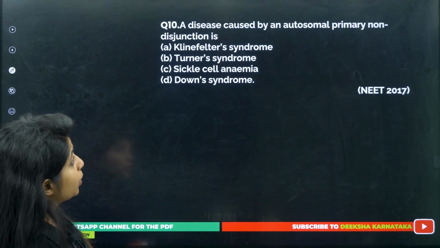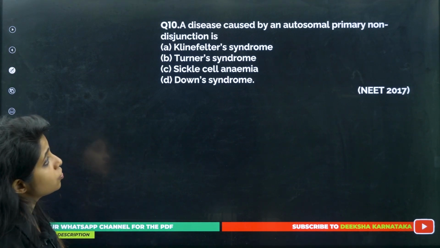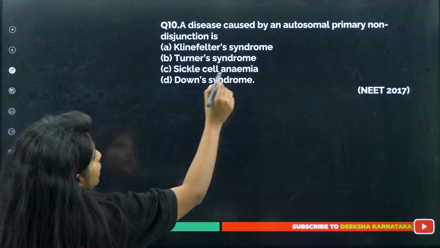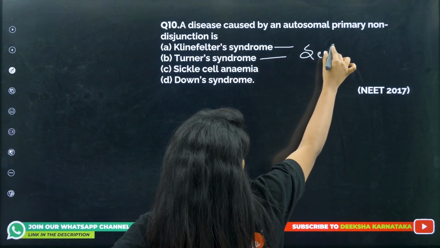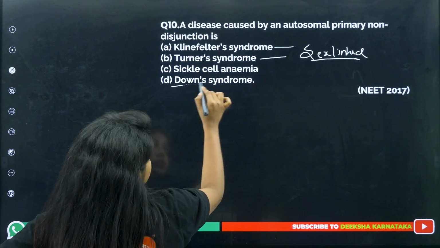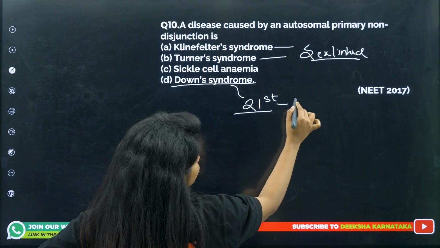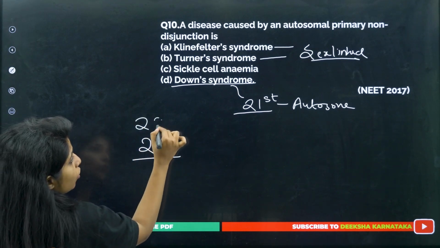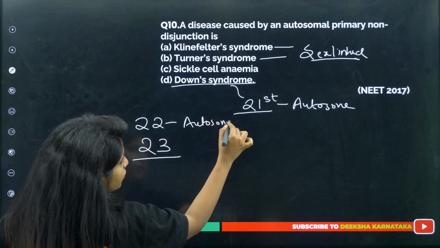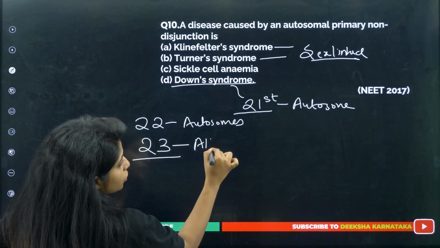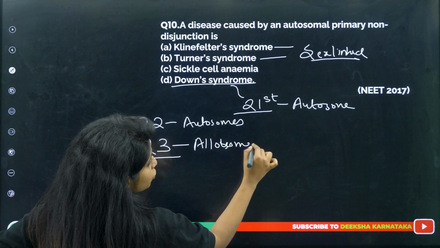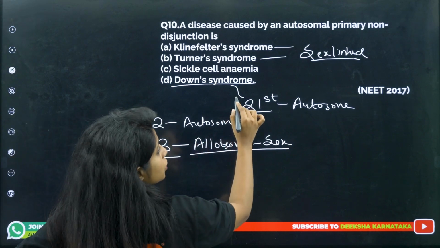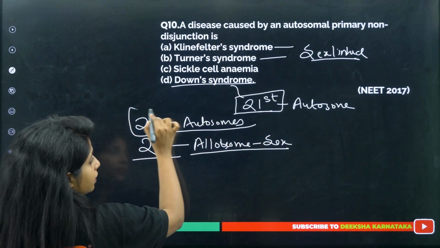10th question. A disease caused by an autosomal primary non-disjunction is? Autosomal primary, okay. So listen, Klinefelter's and Turner's, they are both sex-linked. It's with the sex chromosome. But over here, Down syndrome, it's about the 21st chromosome, and 21st chromosome has to be an autosome. Remember, in the numbering of 23 chromosomes, 22 of them, children, they are autosomes, which are responsible for our normal physical characters, whereas the 23rd one is allosome, which is responsible for the sex of the organism. And Down syndrome is the one in which the 21st chromosome, which is an autosome, is affected.